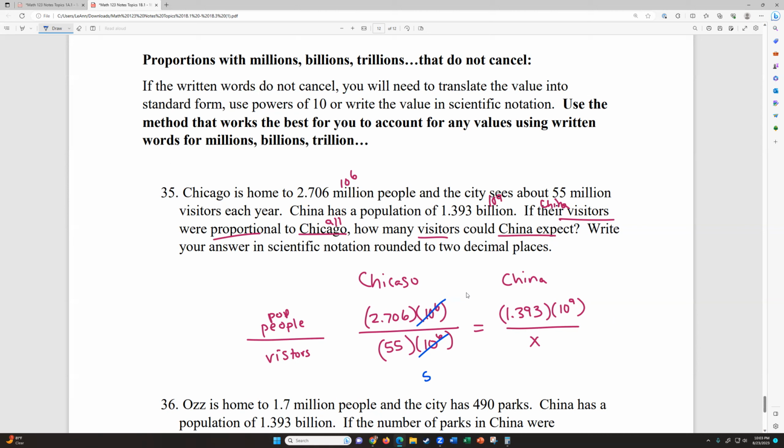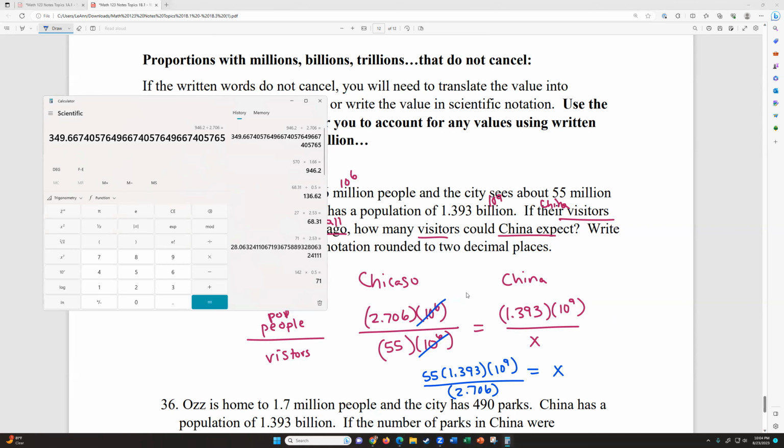So this would be 55 times the 1.393. Notice the 10 to the 9th does not cancel out though. And then we're going to have that set equal to x. We're going to be dividing by the 2.706. Okay. But canceling out those 10 to the 6s before we cross multiplied, and that's only true if they're in the same fraction together. That helps us with less numbers when we multiply.